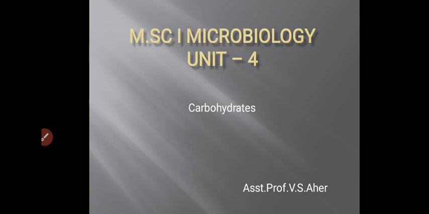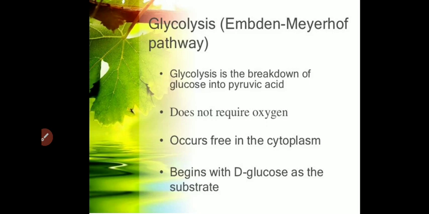As we have already started with Unit 4, which is carbohydrate, your Unit 4 consists of different pathways, which includes glycolysis also. Now, glycolysis is a term taken from the Greek language, in which glykis means sweet and lysis means splitting. Here the breakdown of sugars is carried out. So this process is known as glycolysis.